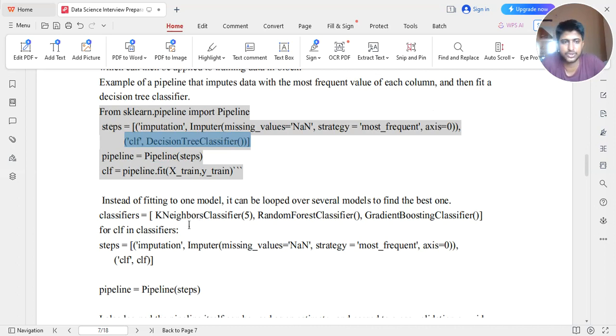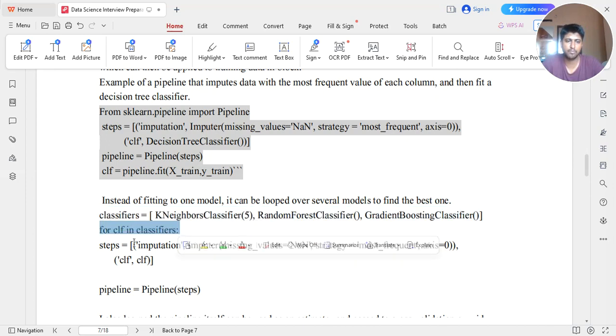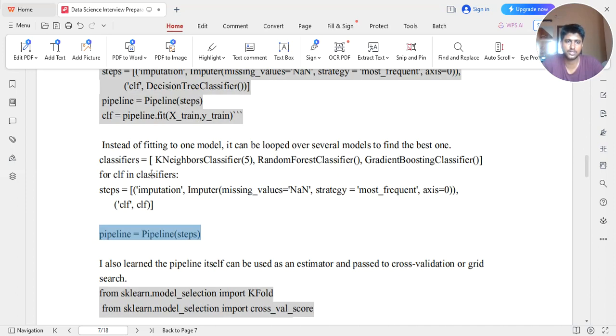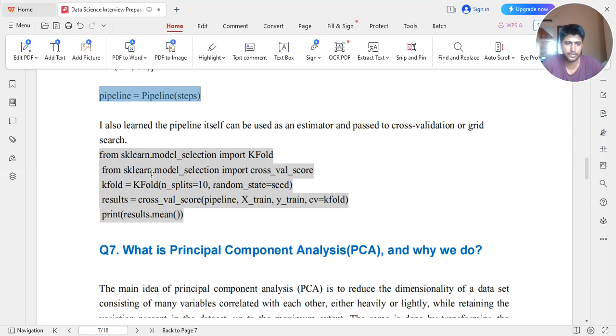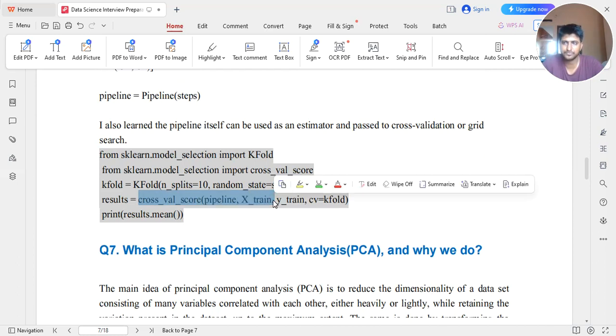Okay, all right, folks. So instead of fitting to one model, it can be looped over several models to find the best one. Classifiers include k nearest neighbors of 5, random forest classifier, and gradient boost classifier, and you loop over a number of classifiers. You are importing the pipeline here for the particular steps that you are going to do. For each and every algorithm you will be computing the cross-validation score.